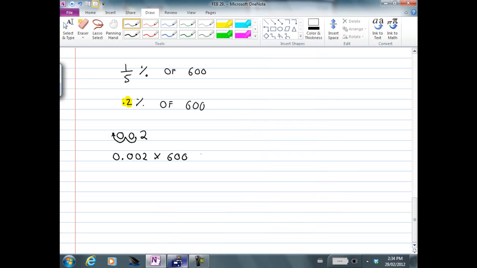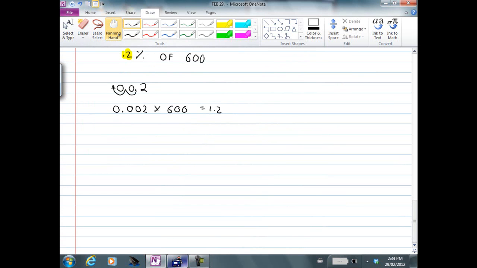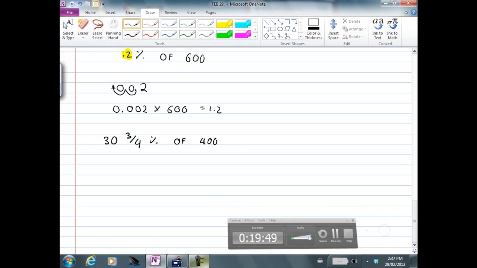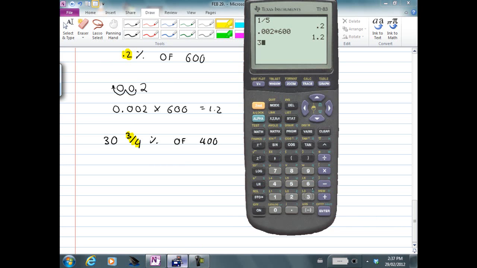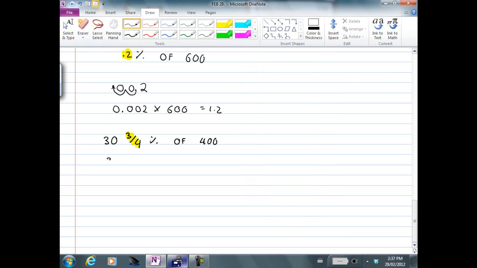One last question, then I'll give you your work for today. Good luck with this one. What if I give you 30 3/4% of 400? I'm going to pause it. First thing, I have a fraction. I hate fractions, so let's just convert this to a decimal by dividing. 3/4 is really 0.75, 3 divided by 4. So I rewrite this as 30.75%. See, that percent is still there because I didn't move it to the left yet.